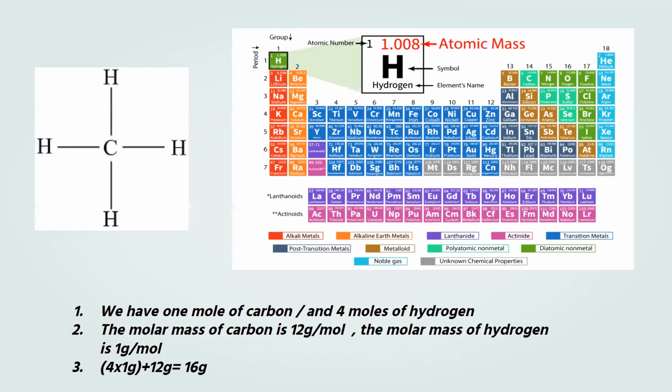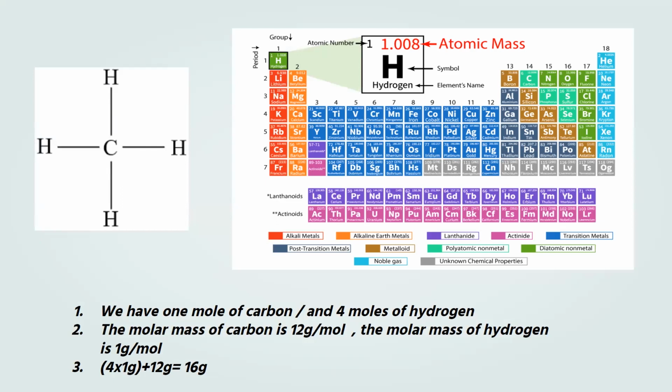So, for example, you see hydrogen has an atomic mass of basically 1. When you answer these questions, you can basically round them up. We have 1 mole of carbon and 4 moles of hydrogen in this diagram right here. So the molar mass of carbon is 12, and the molar mass of hydrogen is 1. So 4 times 1 plus 12, which gives us right about 16 grams in terms of molar mass of this compound right here.